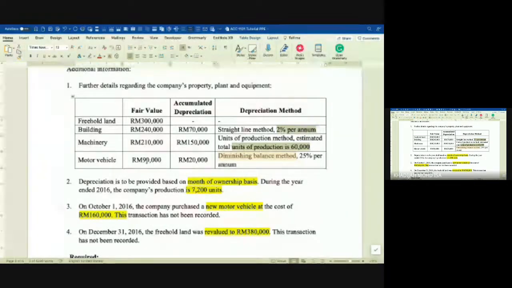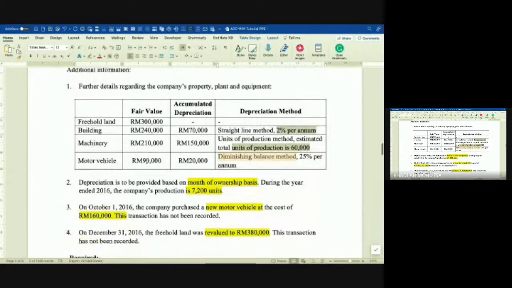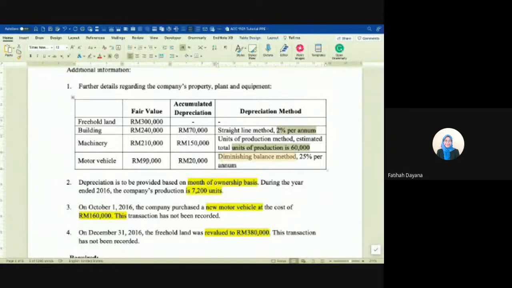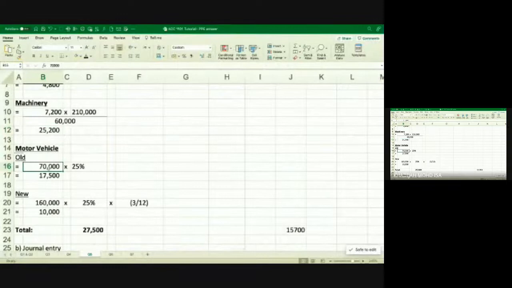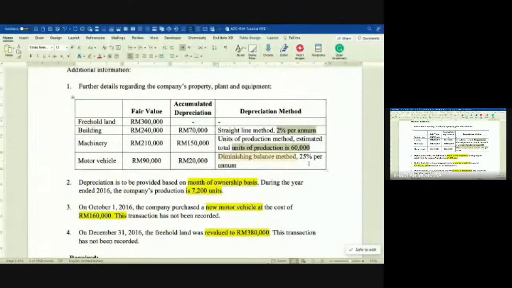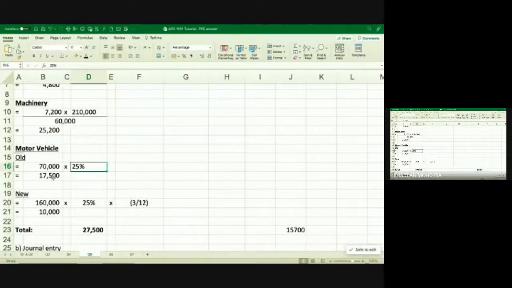So you have a motor vehicle of 90,000. Accumulated depreciation is 20,000. What would be the net book value of the motor vehicle? 70,000, right? So the motor vehicle 70,000 is the net book value, times by 25%. 25% is the rate given. So you have 70,000 times 25%, that would be your depreciation for your motor vehicle.